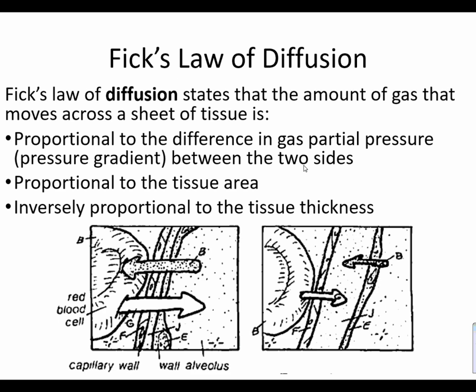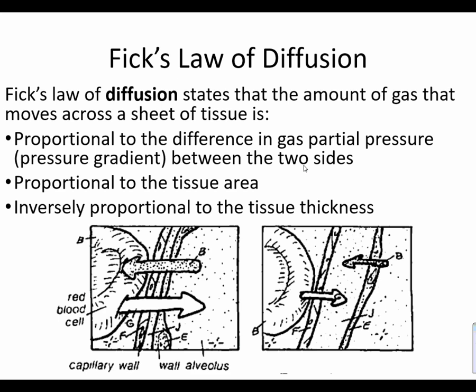There's the third law, Fick's law of diffusion. Now, your book actually talks about a couple other laws, but we're not going to worry about those. Fick's law of diffusion states that the amount of gas moving across a sheet of tissue, so this is just diffusion, because that's what gas moving across a sheet of tissue is, is proportional to two things and inversely proportional to one thing. So, proportional means that if one goes up, the other also goes up.